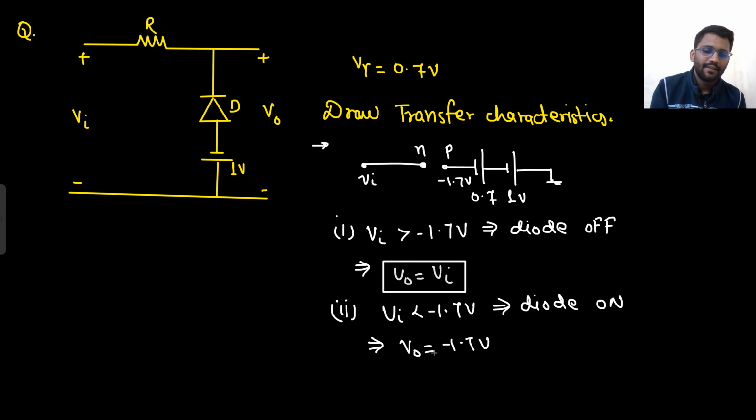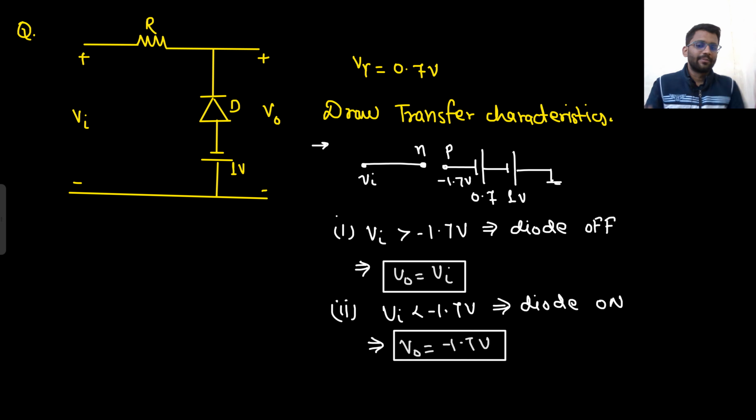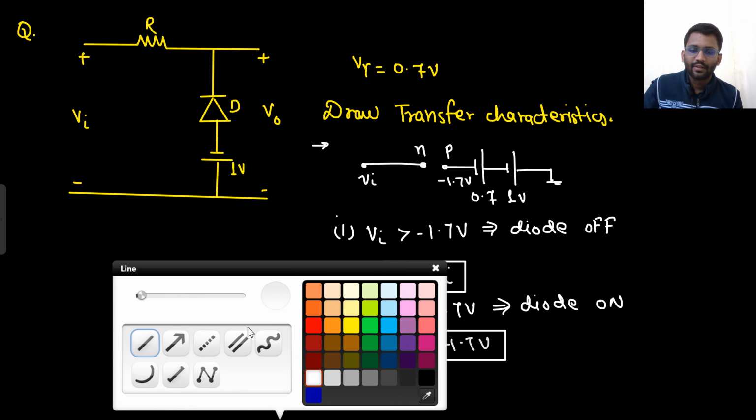Did you understand it? You can draw the circuit on your own, then you will understand for sure. The diode will be replaced with the battery of 0.7 volt. So 0 minus 1 minus 0.7. V out will simply be equal to minus 1.7 volt.